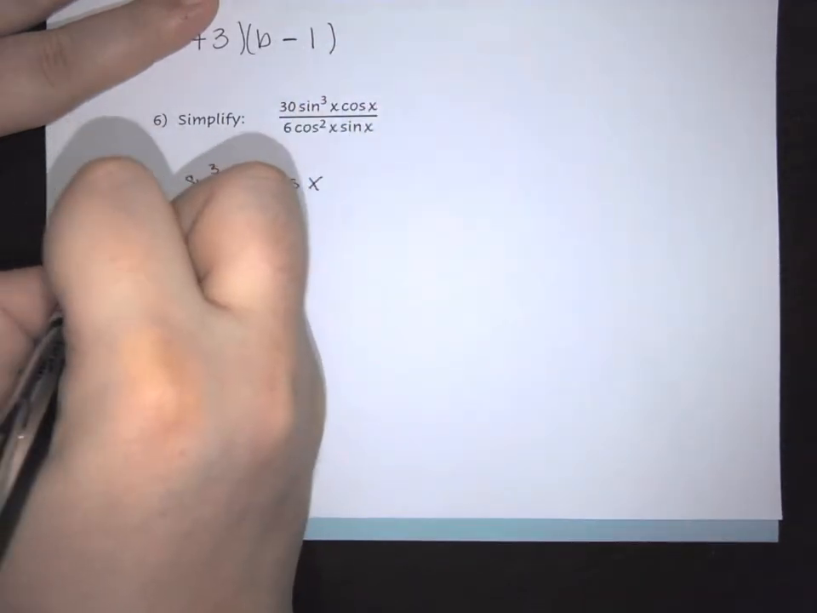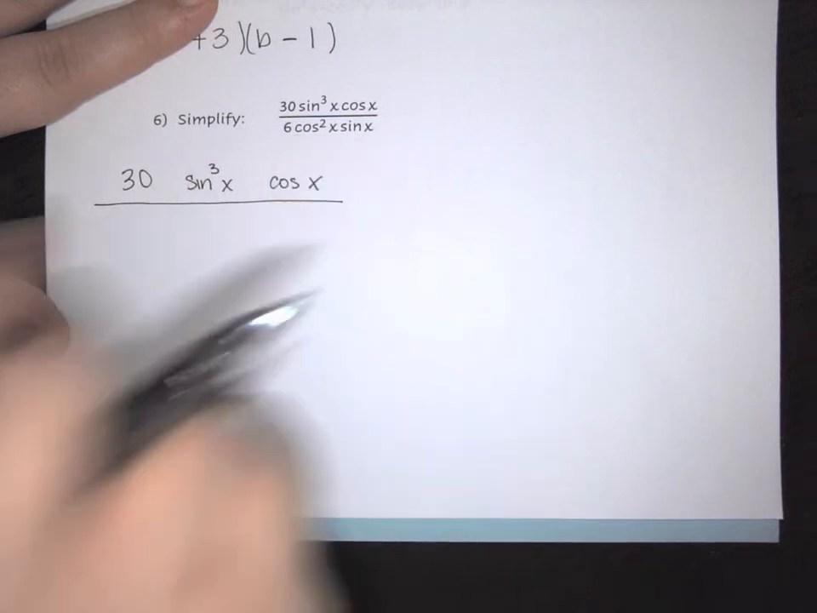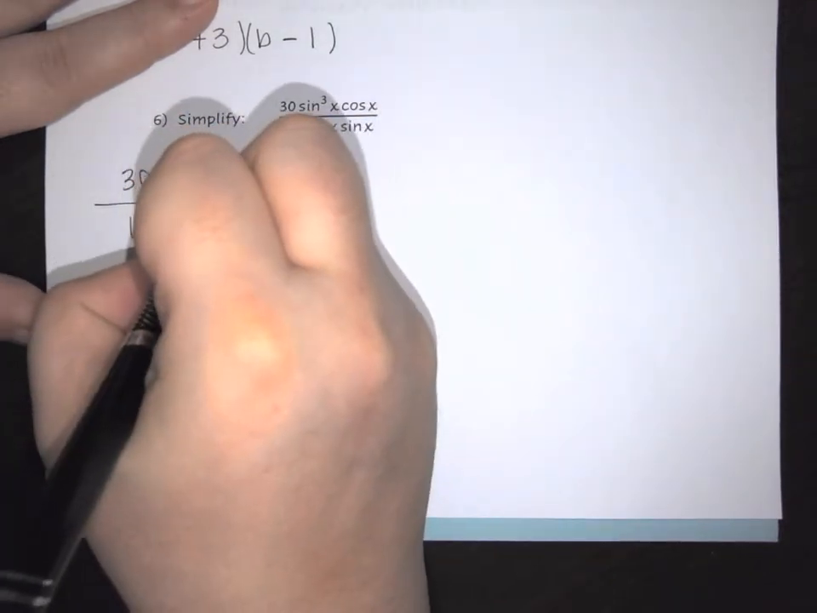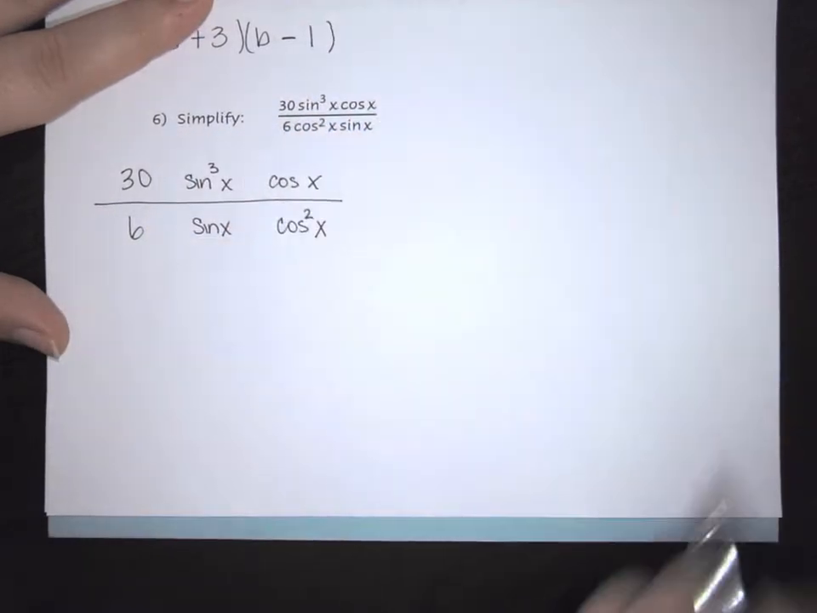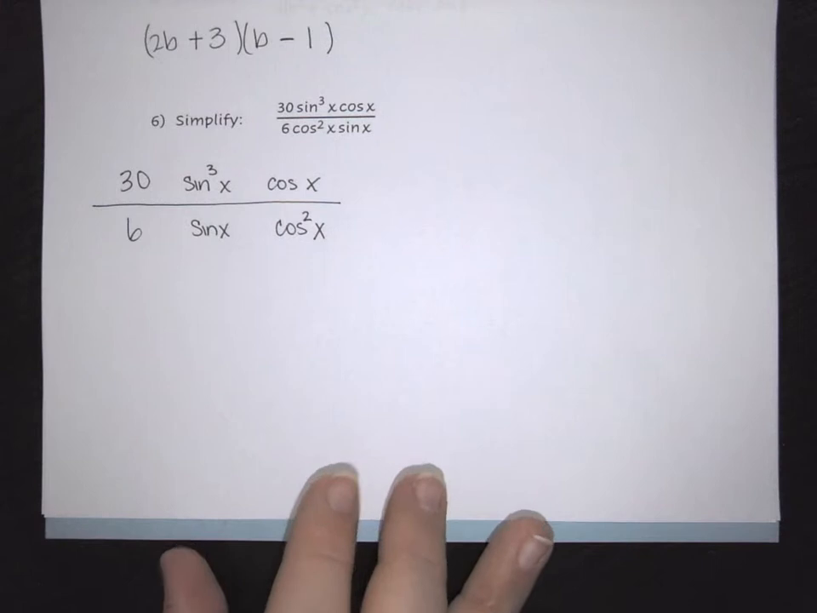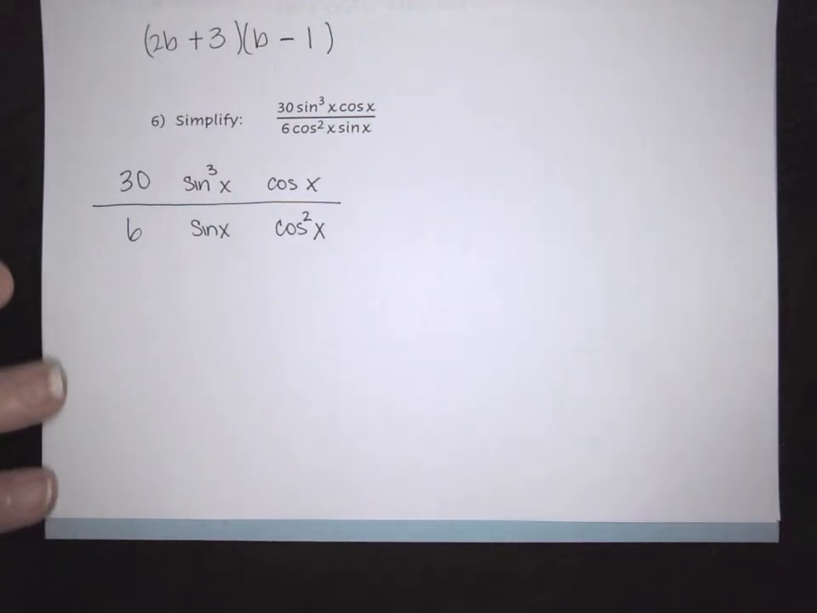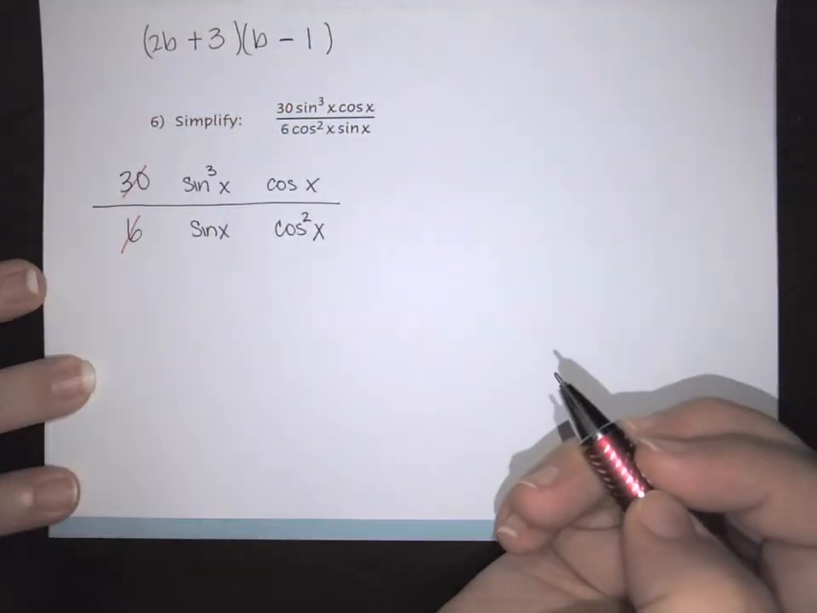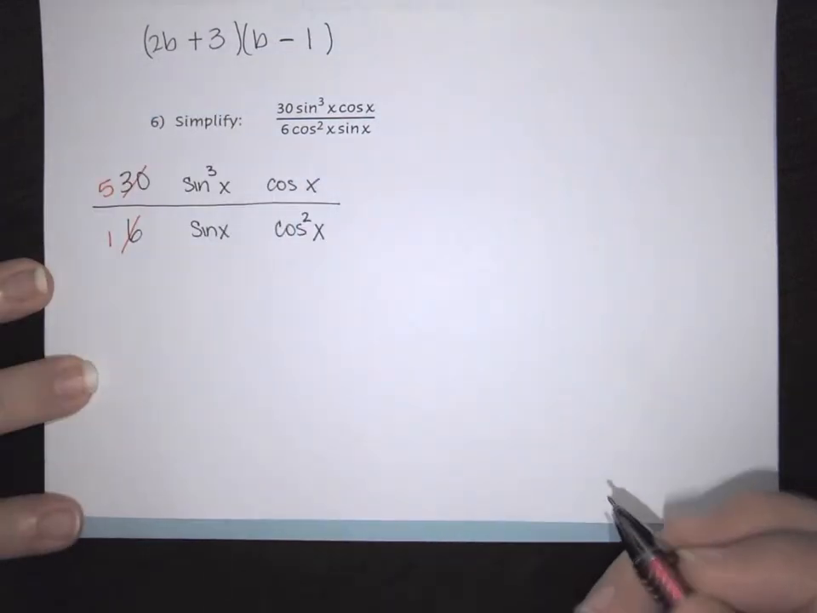And so notice I gave myself a little space, and I'm going to line up my things on the bottom underneath. So this is going to be 6. I have a sine of x and a cosine squared of x. Okay, so remember, multiplication is the same forwards or back. So when I'm looking at it, I'm going to do some cancellations. First, I know 30 and 6 can combine. It becomes a 5 on top and a 1 on bottom.